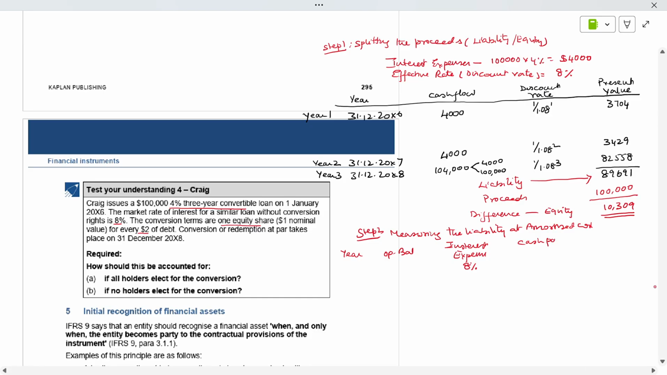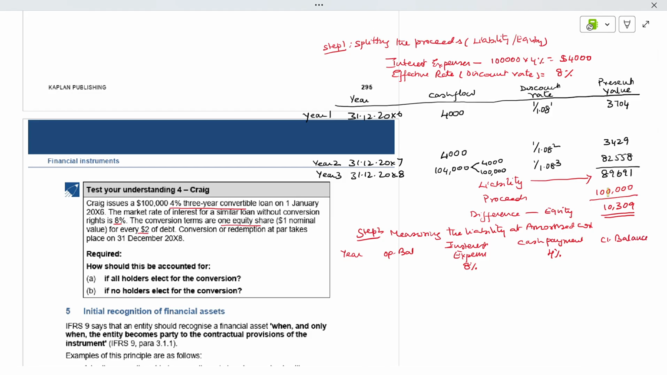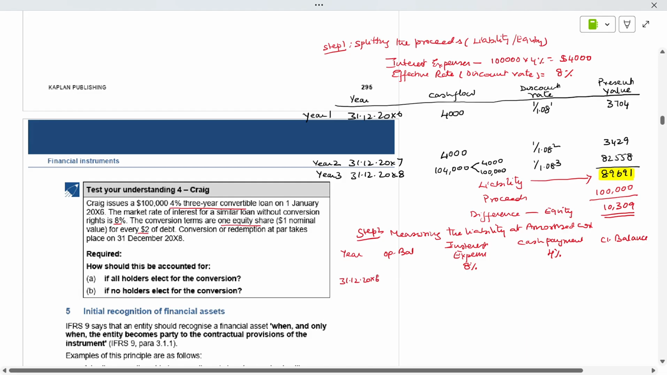Cash payment is at the rate of 4%. Same rules as we have done in the previous one. Then you have the closing balance. How much is the liability? We have identified the liability as 89,691. Year 1, 31/12/2006. Opening balance, we will take that balance only. 89,691 multiplied by 8%. How much will you get?